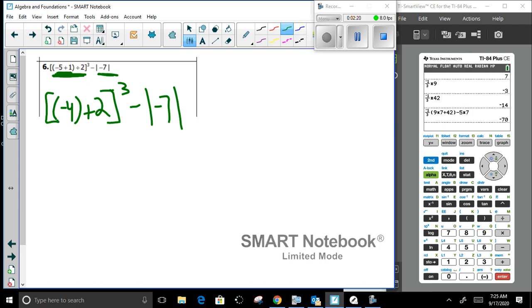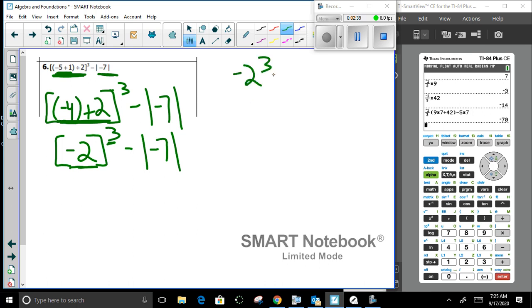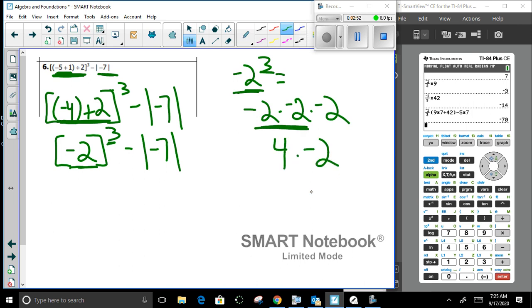Now I can finish doing what's in the parentheses or the brackets. -4 plus 2 is what? -2. Now finish your parentheses or your exponent, because it's kind of parentheses and an exponent. So -2 cubed. Remember, -2 cubed means this number times itself 3 times. So -2 times -2 times -2. -2 times -2 is +4. +4 times -2 is -8.